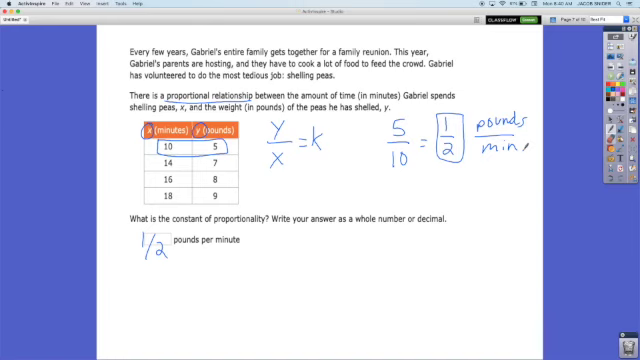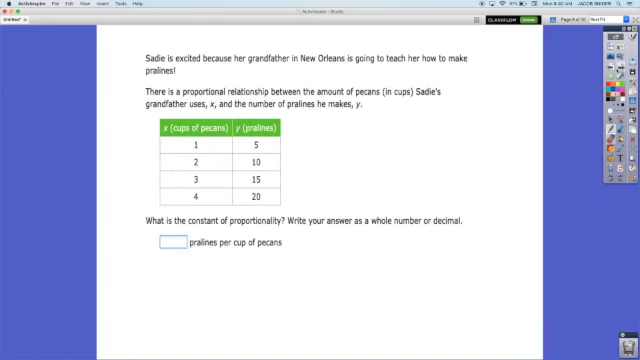Okay? All right, let's try another one. Sadie's excited because her grandfather in New Orleans is going to teach her how to make pralines. There's a proportional relationship between the amount of pecans that her grandfather uses and the number of pralines that he makes. What's our constant of proportionality again? Remember, y over x equals our k.